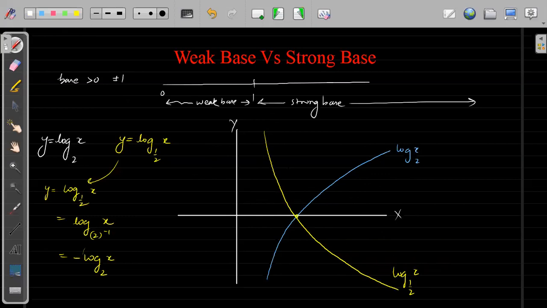This weak base versus strong base we have learned in chemistry, sir. Yeah, okay, Kanish. Strong base.